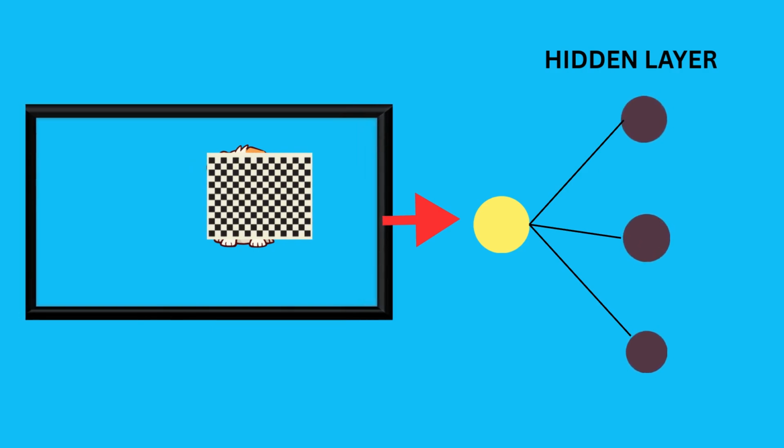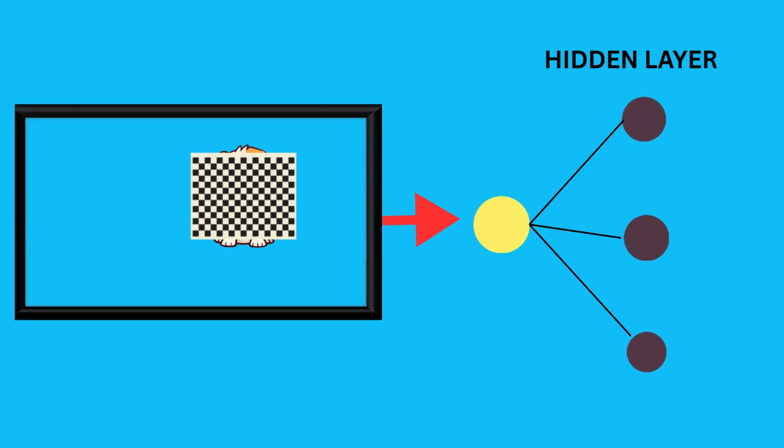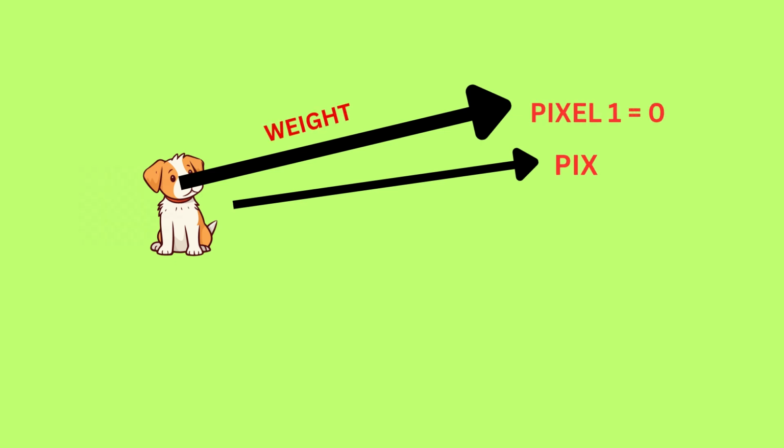Next, we have the hidden layers. And this is where the real computation happens. Each neuron in the hidden layer takes the input, multiplies it by a weight, adds a bias, and then passes it through an activation function. Think of it like this. Weight: how important is this input? Bias: a little push to help the neuron make a decision. The activation function is like a brain switch. Should this neuron fire or not?